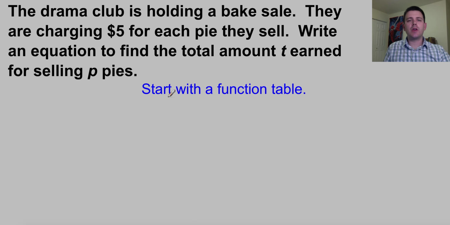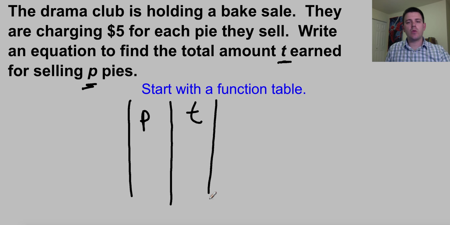So now let's see if we can do the opposite. Now let's see if we can use a function table to help us find our equation. So here's our problem. The Drama Club is holding a bake sale. They are charging $5 for each pie they sell. Write an equation to find the total amount, T, earned for selling P pies. So it's basically $5 a pie. We want to figure out our equation, so we start with our function table. We want to study what happens for each number of pies that I sell, what happens to my total?